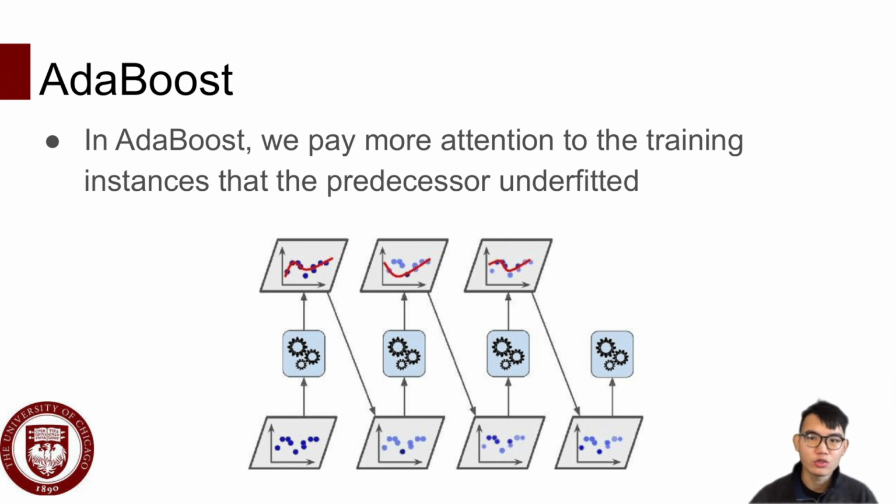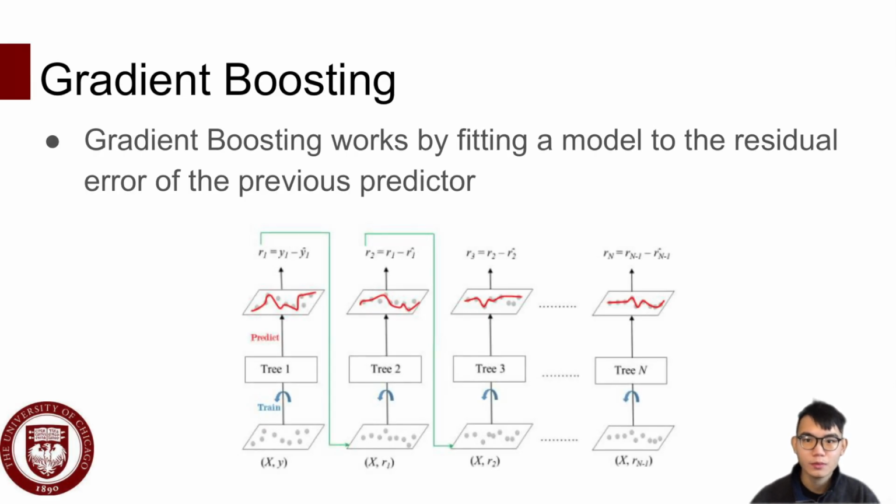Once the predictors are trained, we can make predictions similar to how predictions are made in random forests. Another boosting method is gradient boosting, where each subsequent model fits the residual error of the previous model. For example, the first model is trained simply by fitting the features to the labels.